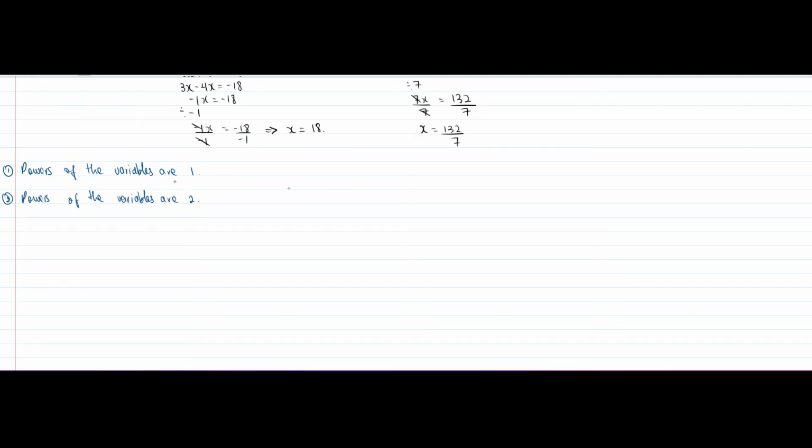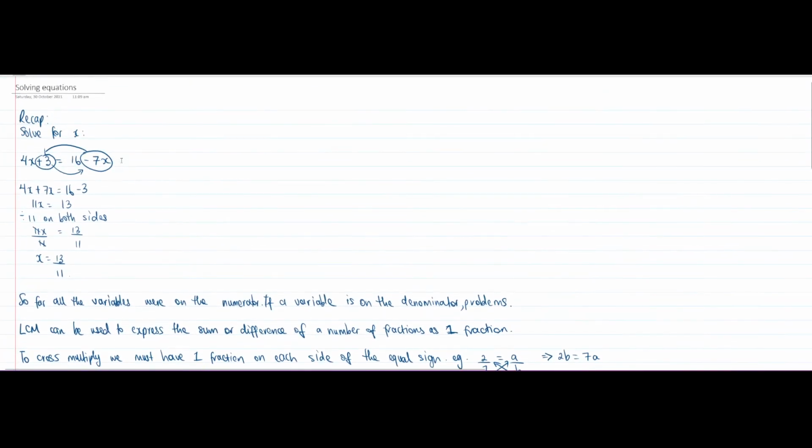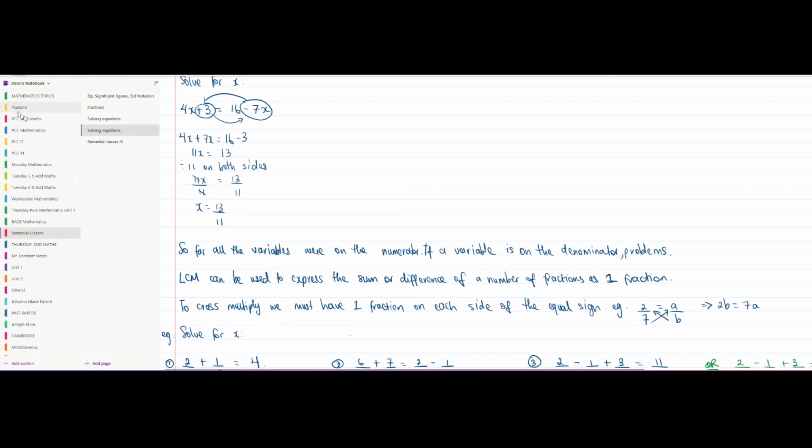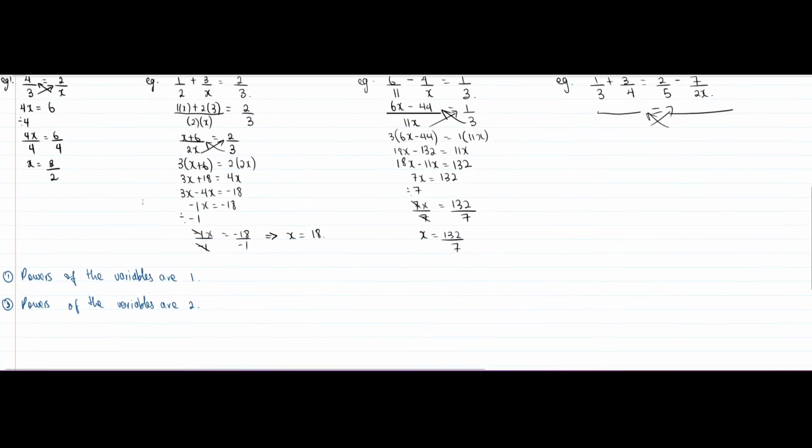And for now, this is all that we need to know, right? In this particular example here, the power of the variable was 1, but the variable was on the denominator. In last week's class, the powers of the variables were 1 and the variables were on the numerator. Alright? So we'll just need to keep learning different ways in which you can solve for these variables.